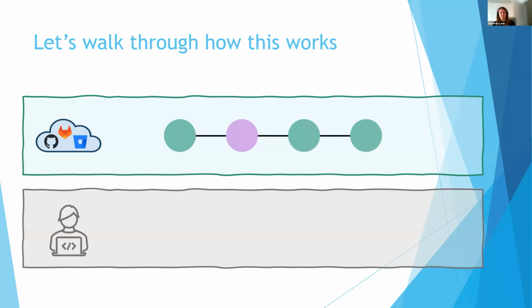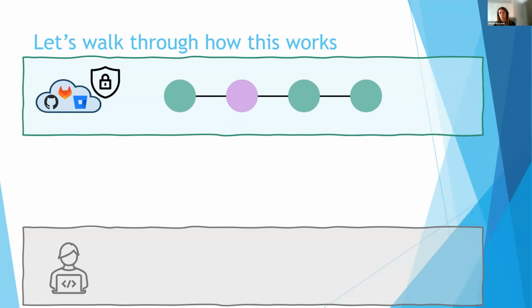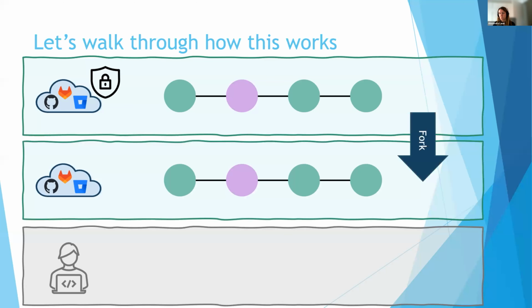So we see the cloud repository, right? And we see Edward right here at the bottom. Edward would like to clone the repository in order to apply his changes. But he's not able to do that because, again, this repository is protected. Instead, he creates the fork.